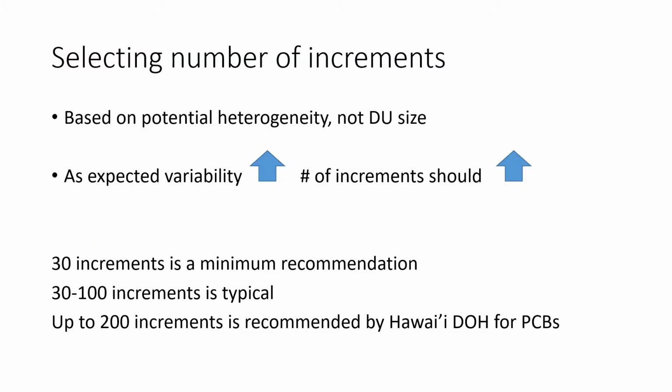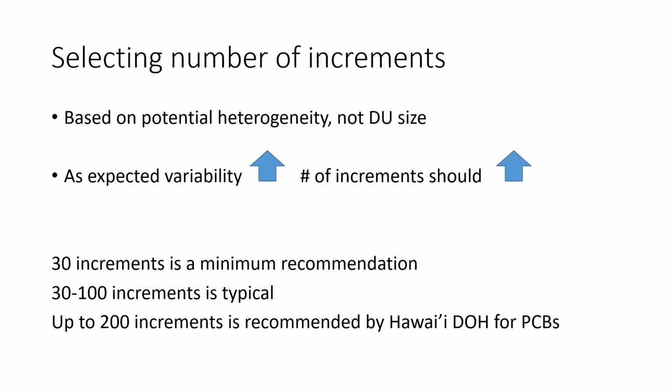An important part of developing an incremental sampling strategy is determining the proper number of increments to collect. This decision, as I mentioned earlier, should be based on potential heterogeneity, not decision unit size. As the expected variability increases, the number of increments should also increase. Now, in order to have an understanding of the variability, you may need to collect some screening level data at a site to see what the variability between samples looks like. You may have some other existing data, but you should have some idea of how heterogeneous you expect the soil to be in a given sample area.